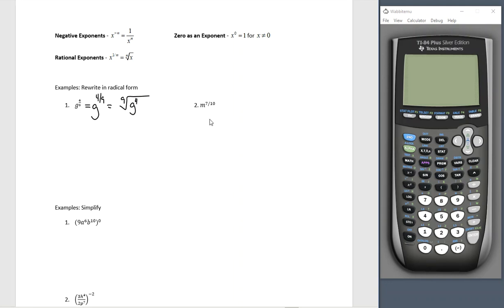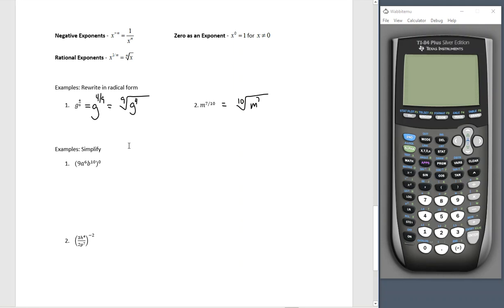My 9's and my g's look a lot alike. m to the 7/10. I like these sideways fractions better sometimes. The 10th is the index. M to the 7th goes inside as your radicand. That's it. That's the whole thing right there. We don't have to simplify that at all or any further. All right, we're just rewriting in radical form.